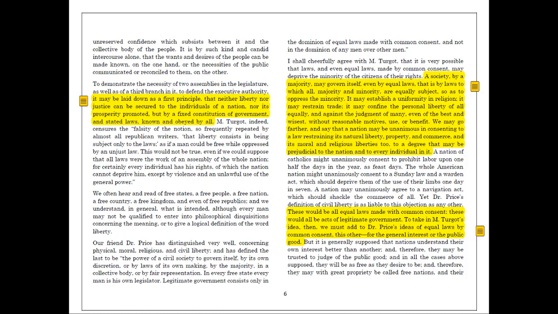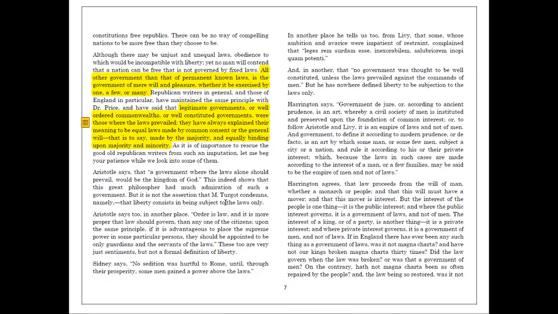The next highlighted passage: these would all be equal laws made with common consent. These would all be acts of legitimate government. To take in M. Turgot's idea, then, we must add to Dr. Price's ideas of equal laws by common consent this other: for the general interest or the public good. So the primary distinction here is between legitimate and general interest or public good, right? These would all be acts of legitimate government, but they would not necessarily be good. He tries to elaborate on that distinction here in the following pages, right?